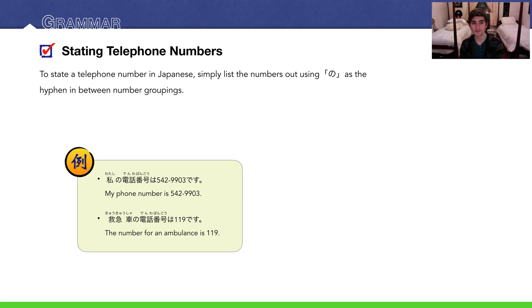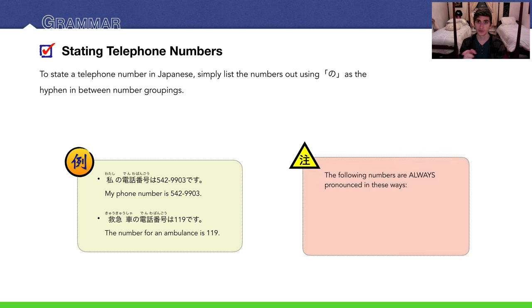My phone number is 542-9903. The bottom example is the phone number for an ambulance is 119. And that's actually true. The number for an ambulance in Japan is 119. Now, be careful. There's always exceptions with this kind of stuff.